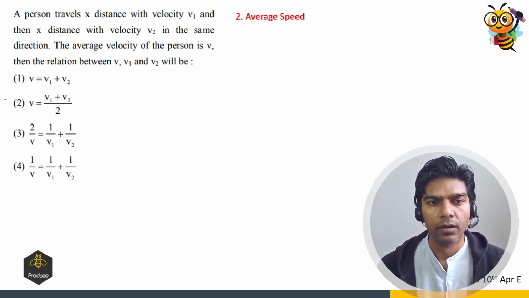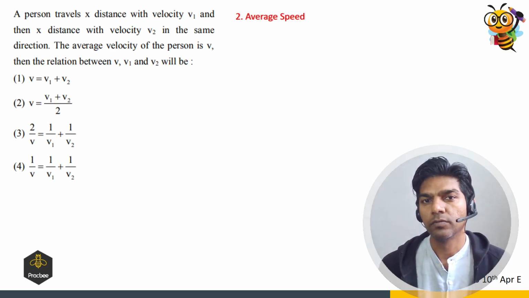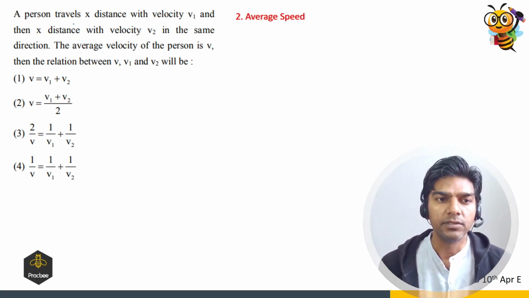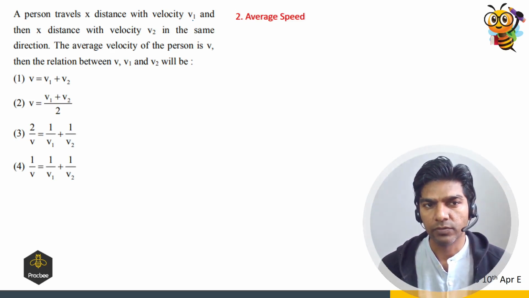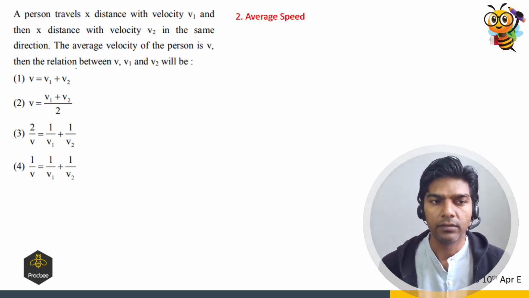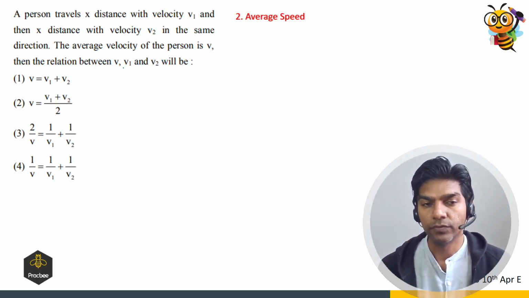Okay, right, so now let us see the next problem type, which is based on calculating average speed for the entire trip. A person travels x distance with the velocity v1 and then x distance with the velocity v2 in the same direction. The average velocity of the person is v. Then find the relation between v, v1 and v2.